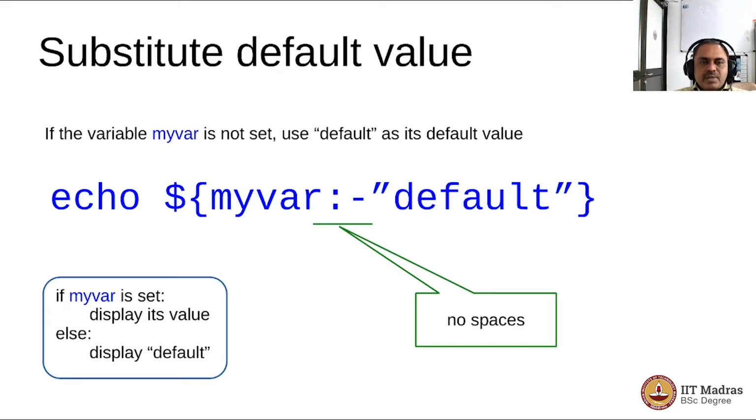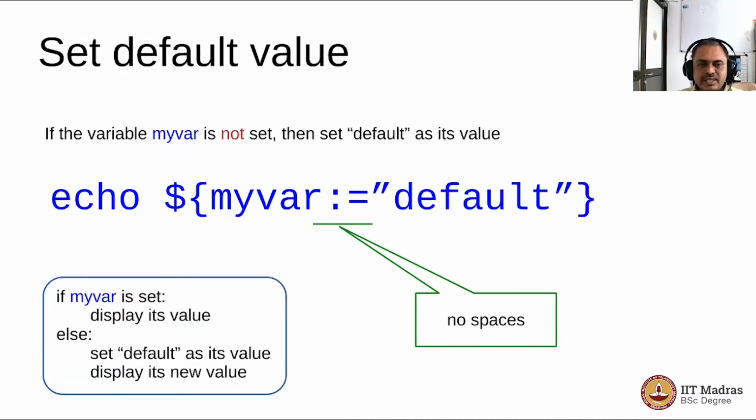If you are using a variable and if you would like to have a default value in situations where the variable is not set, then there is a syntax available within the braces. You could have a colon and a minus symbol, and then you can provide the value that should be used as a default in case the variable is not set. Remember, there should be no spaces before or after the colon when you are using this syntax within the braces. The logic is, if the variable is set, then it would display the value, and if it is not set, then it would display the value that is given in the command here, which is default.